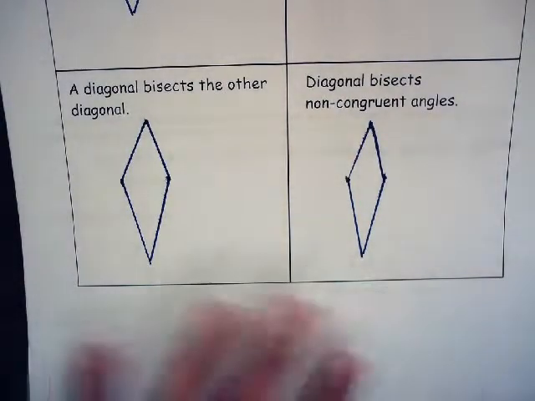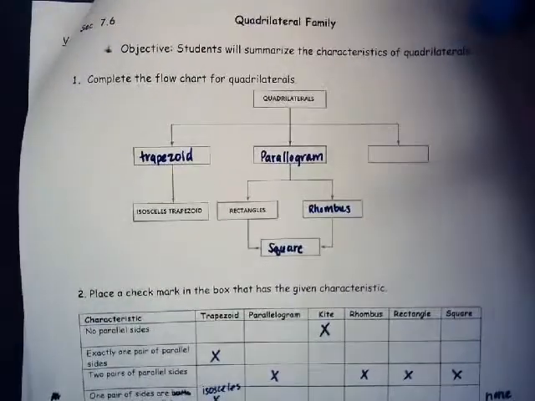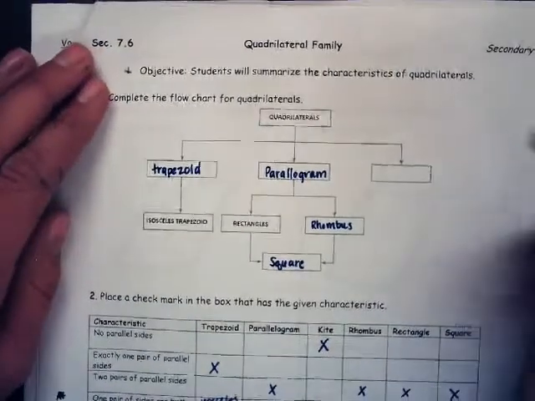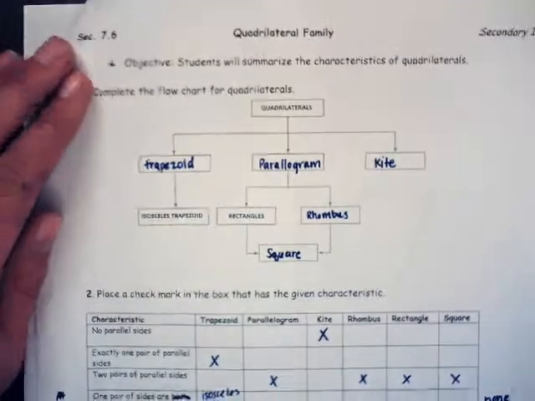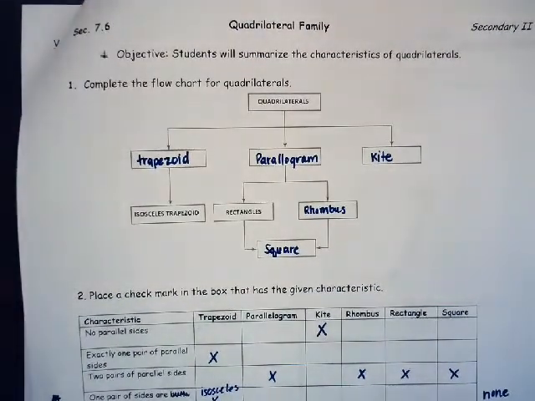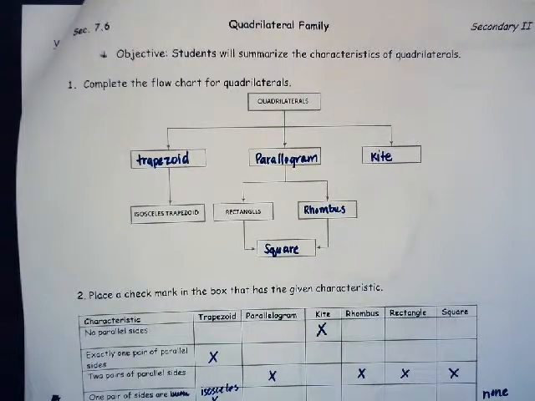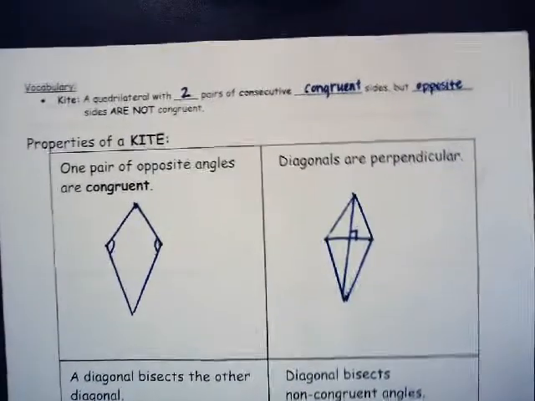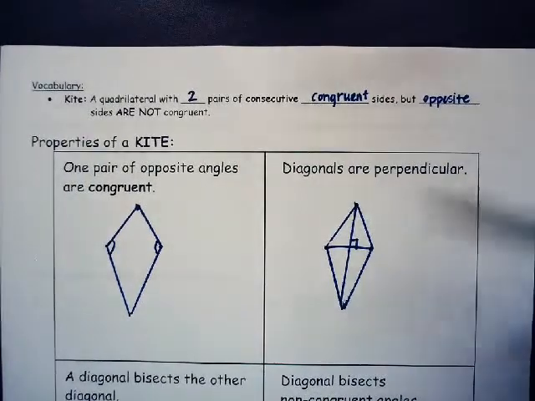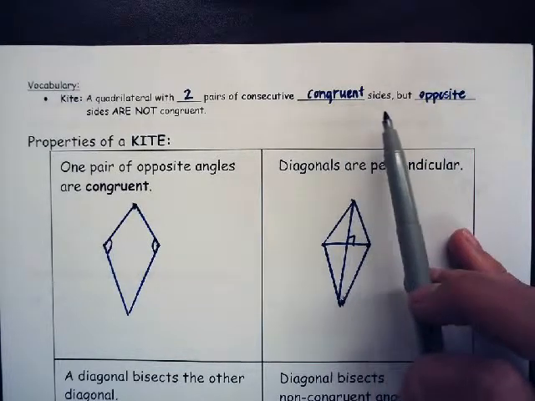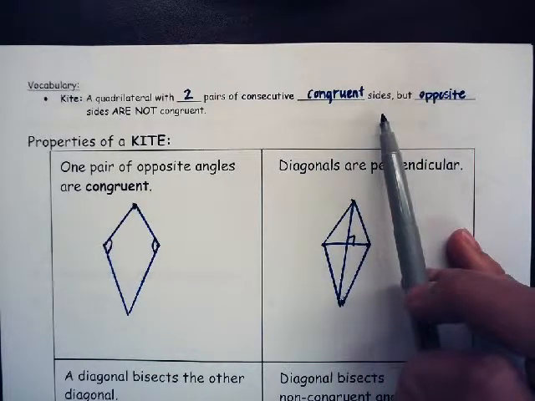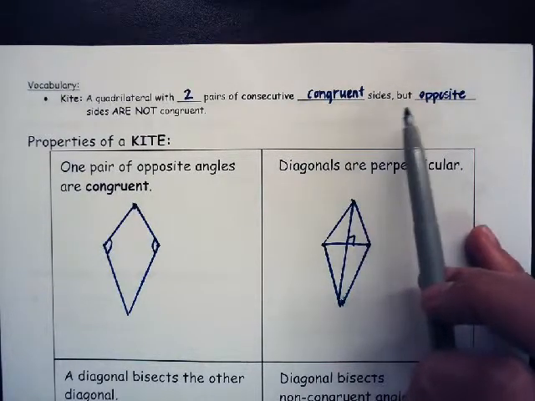Okay, next one is a kite. So go back to your 7.6, and I want you to fill in right here, a kite. This is another type of special quadrilateral that we're going to talk about. A kite is a quadrilateral with two pairs of consecutive congruent sides. Think about what that means, consecutive congruent sides. We'll talk about that in just a second.